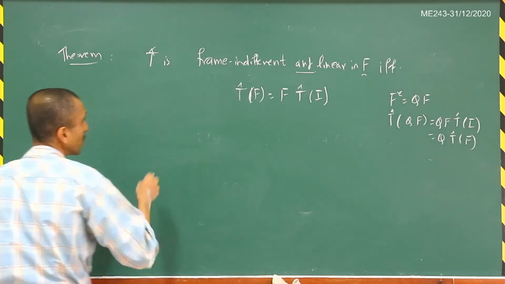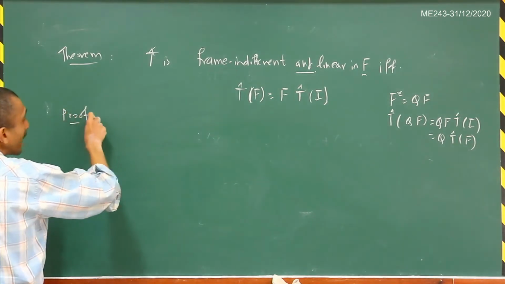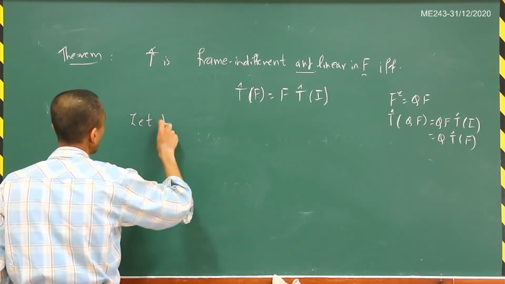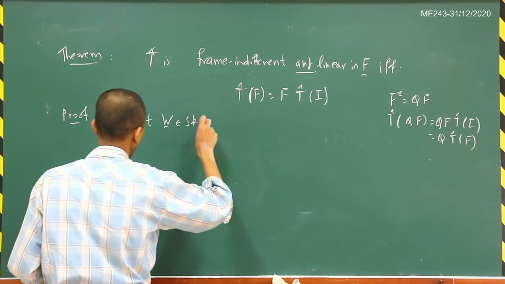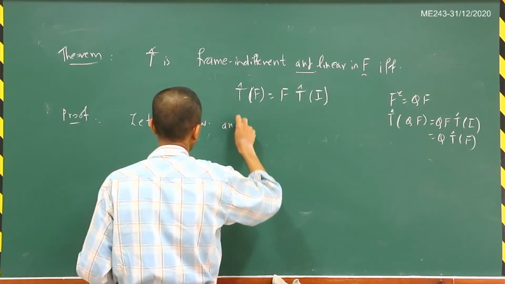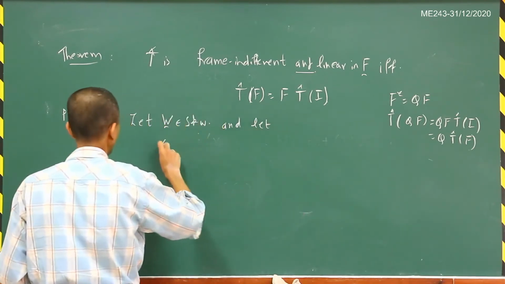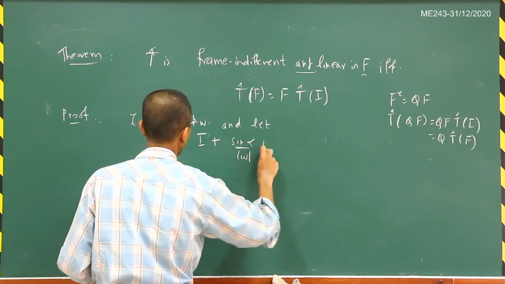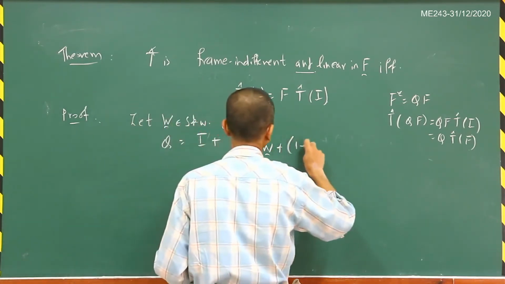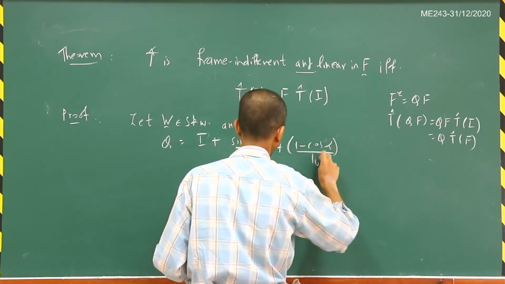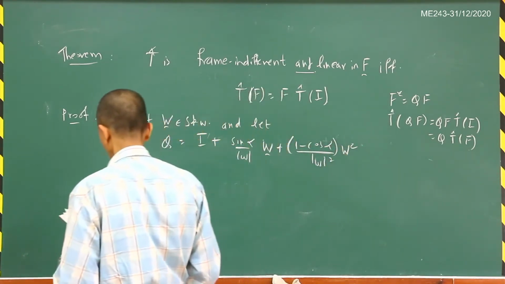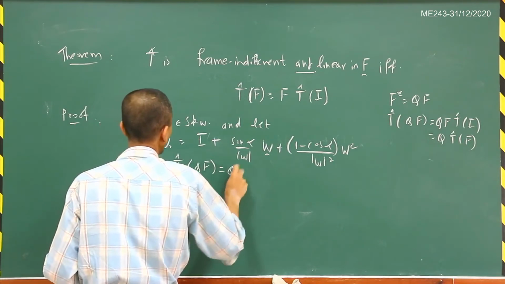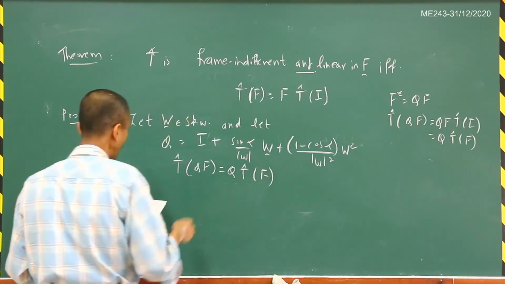So proof. As I said, in one direction the proof is trivial. So I will show the proof in the other direction here. So let W belong to skew, and let Q be equal to identity plus sine alpha by W times W plus 1 minus cos alpha by W square times W square. And we are also given that T hat of QF is equal to Q times T hat of F. This is the condition for material frame indifference here.